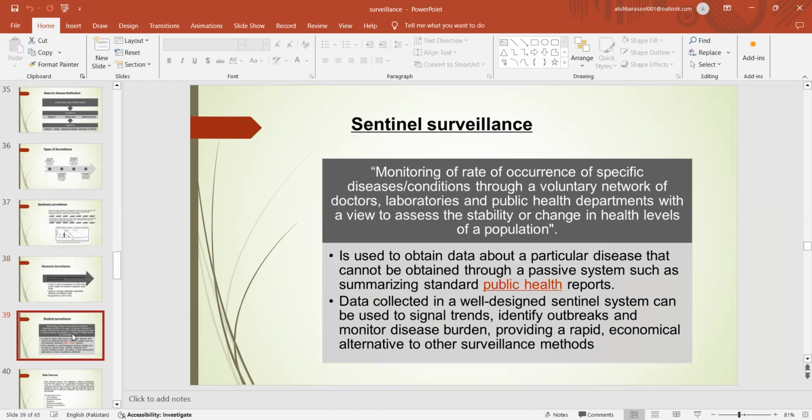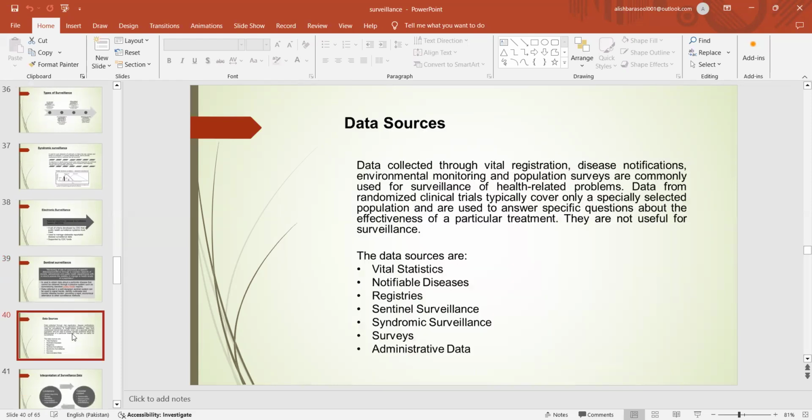Sentinel surveillance: monitoring of the rate of occurrence of specific disease conditions through a voluntary network of doctors, laboratories, and public health departments with a view to assess the stability or change in health level of a population, is used to obtain data about a particular disease that cannot be obtained through a passive system, such as summarizing standard public health reports. Data collected in a well-designed sentinel system can be used to signal trends, identify outbreaks, and monitor the disease burden, providing a rapid, economical alternative to other surveillance methods.